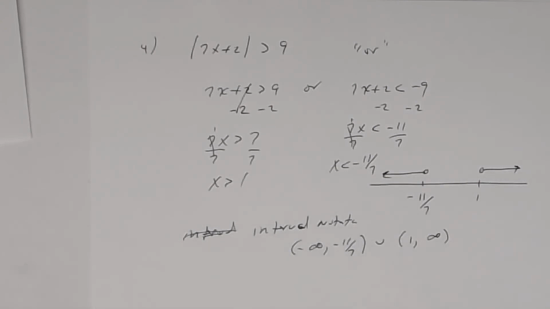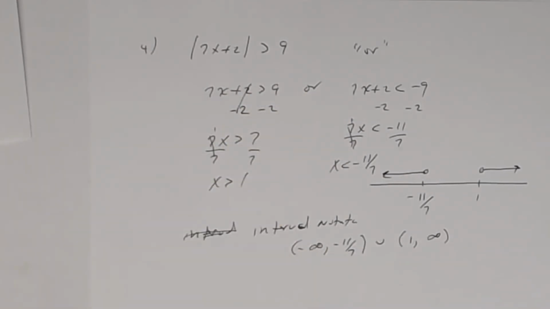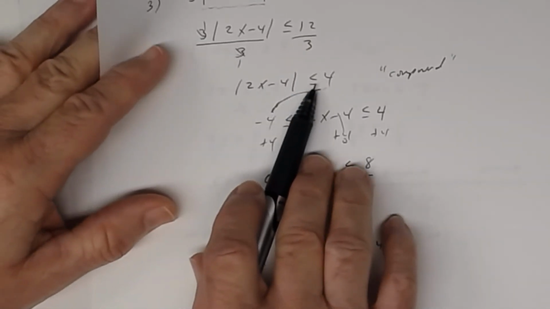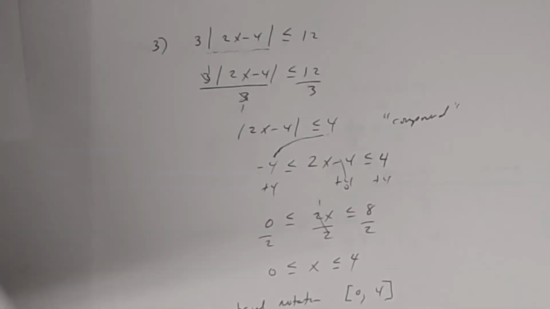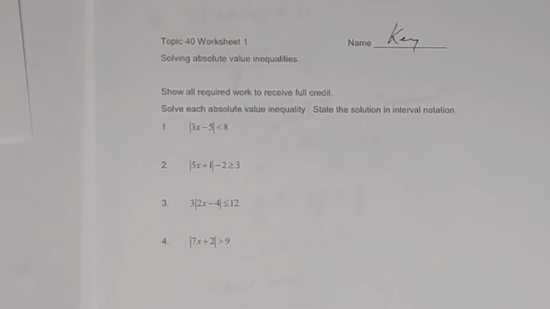So that is how you're going to deal with absolute value inequalities. So remember, greater than, you're going to change to an or statement, and then less than, you're going to change to a compound statement. Okay, and that's it. So that is the key to the worksheet on absolute value inequalities.